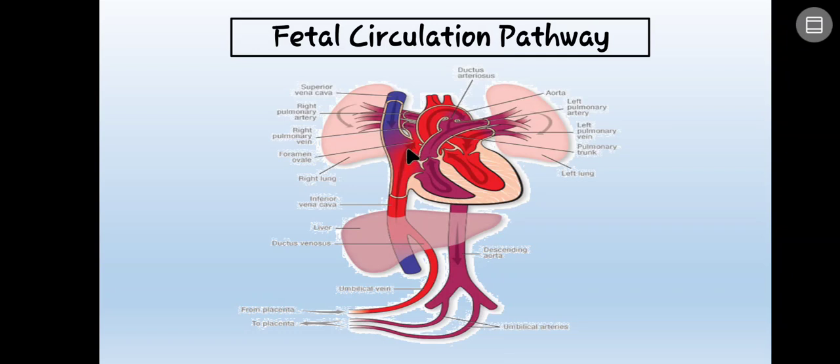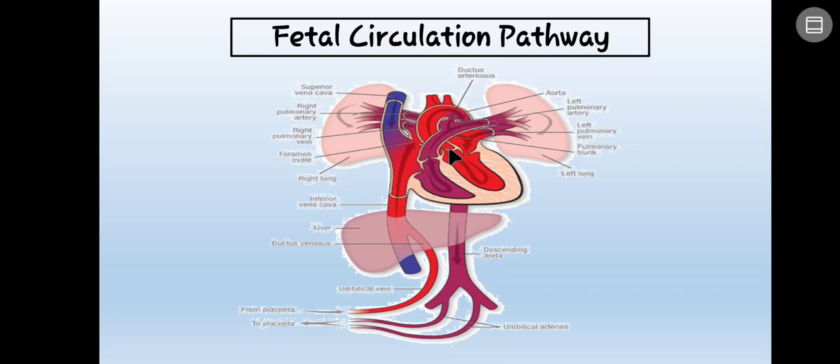In the inferior vena cava, ideally, if it was the normal adult circulation, the blood in the inferior vena cava is supposed to get into the right atrium and then move into the right ventricle. But no, in the fetal circulation, the blood is already oxygenated. That alone should tell you there is no need for it to go through the lungs again for oxygenation.